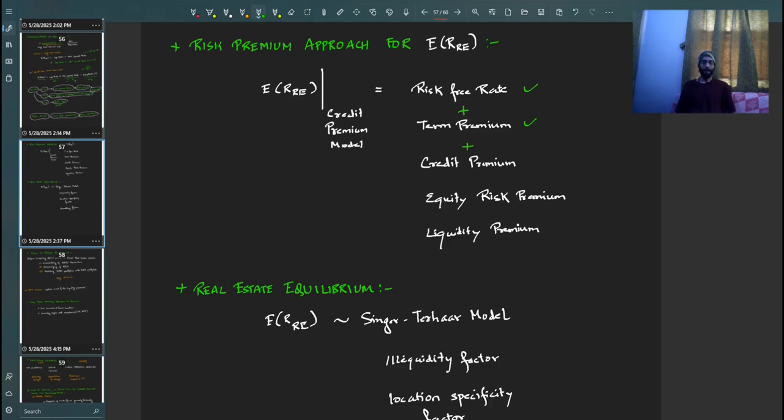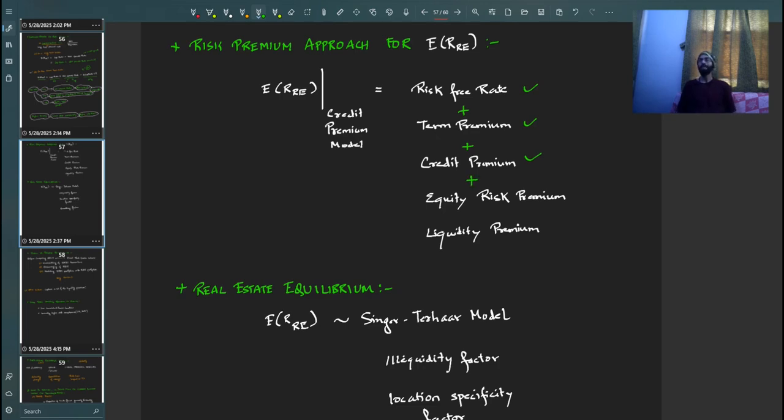Credit premium. Now let's say you are an investor who has invested in real estate and given it up for rent. Now, obviously the returns from this investment depend on the credit quality or the credit situation of the tenant that you have, right? The rent has to be paid to you for you to get the returns. So the credit premium has to be added because the returns that you're getting are subject to credit situation. So credit premium needs to be added.